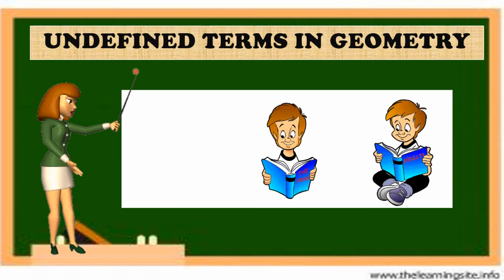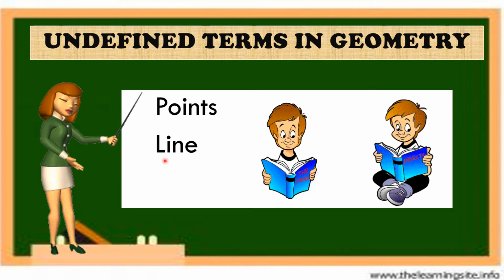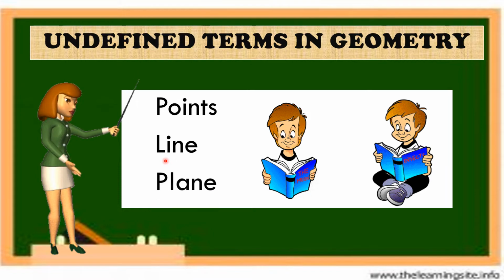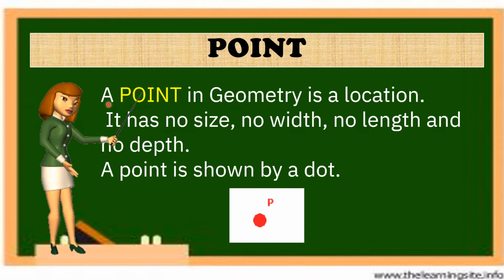Based on the Euclidean geometry, we have three undefined terms. We have points, we have line, and plane. A point in geometry is a location. It has no size, no width, no length, and no depth. A point is shown by a dot. We use a capital letter in naming a point. So this is point P.